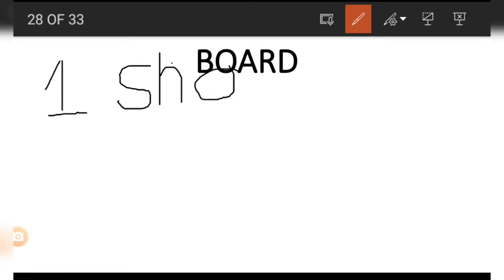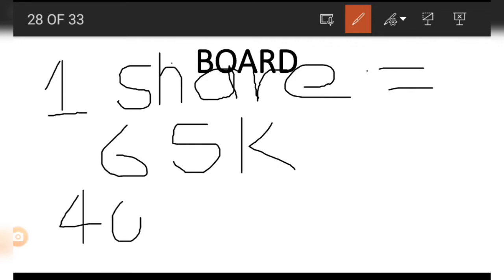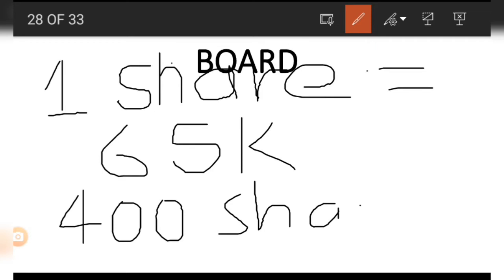Now, let's go to the board. First of all, recall the price of one share. According to the question, the price of one share is 65 kobo. So this means one share is equal to 65 kobo. Now we are asked to find the cost of 400 shares.